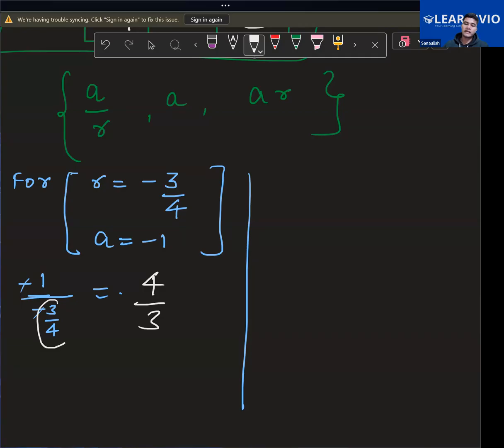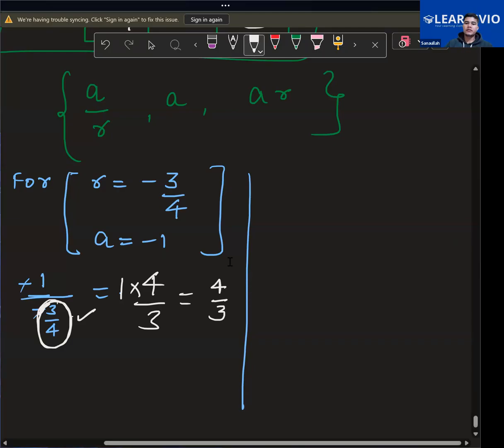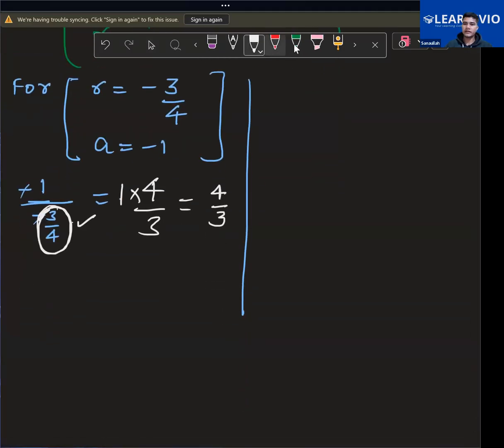I told you that if a fraction comes in the denominator, then what we do is take the reciprocal of it and multiply in the numerator. What is the reciprocal of 3 by 4? 4 by 3. We multiply it in the numerator, so 1 times 4 by 3 is 4 by 3. So your first term is 4 by 3.